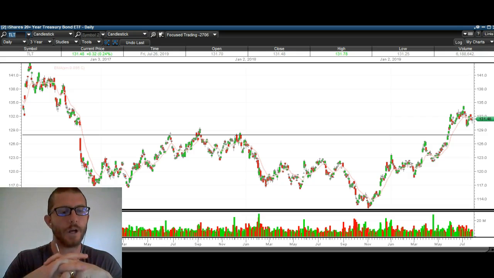We're going to discuss bonds here. TLT specifically is the chart we're going to be looking at. First, I'm going to discuss the longer term view here. We're looking at about 3 years of action, and this is important.